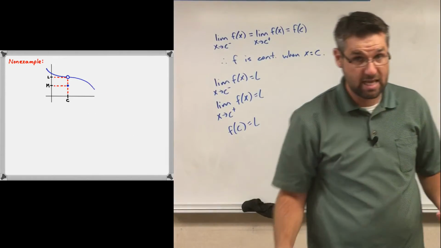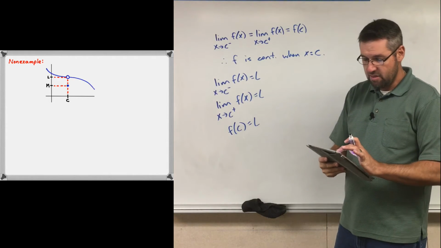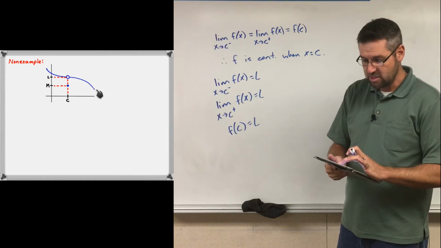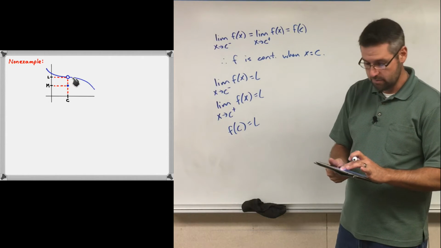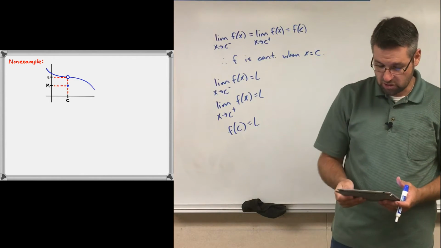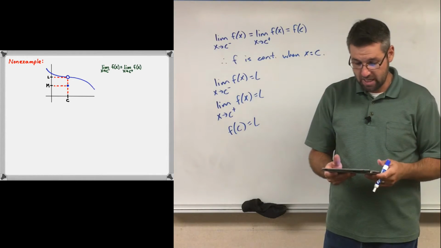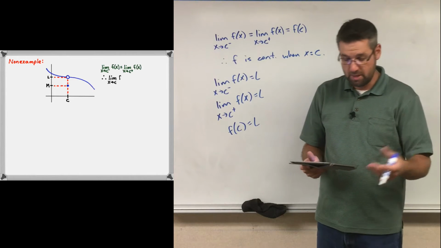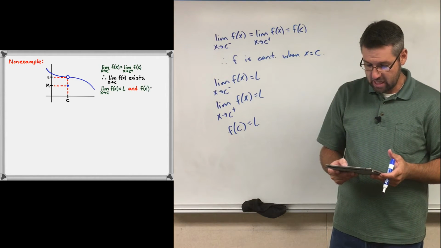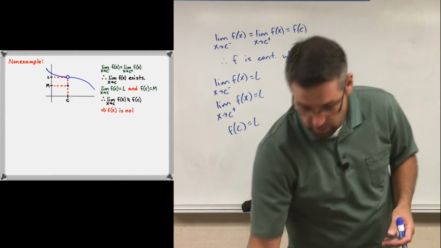Okay? So here's a non-example, and let's look at it in comparison to what we have here. We see that the limit as x approaches c from the left is L. The limit as x approaches c from the right is L, and f of c is m. Not all three of those match. So therefore, this function is not continuous when x equals c. The limit from the left does, in fact, equal the limit from the right. Therefore, the limit as x approaches c exists, and it is L, by the way. And then we can say that f of c is m. Since those are not the same, we would say that the function is not continuous when x equals c.